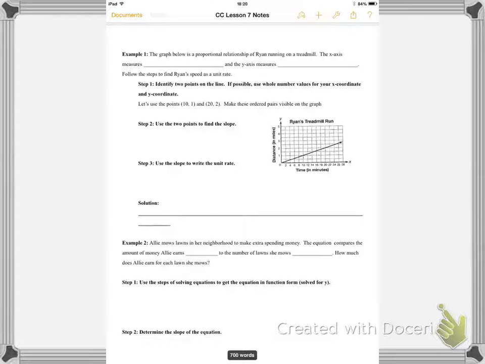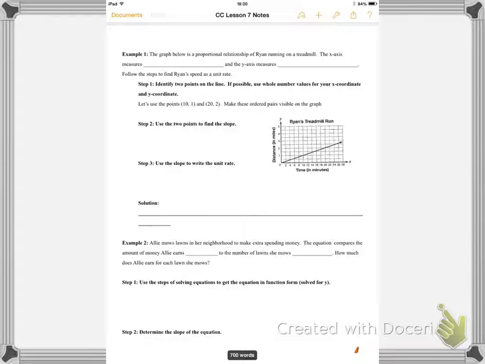So now we're looking at example 1 of lesson 7, understanding proportional relationships. In proportional relationships we're looking at rate and ratio, and a proportion being two equal ratios. We have an example of a proportional relationship in the graph below, and that is the example of Ryan running on a treadmill. So we're looking at it in relation to the example graph.